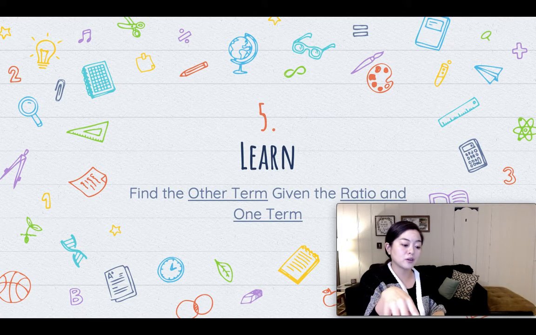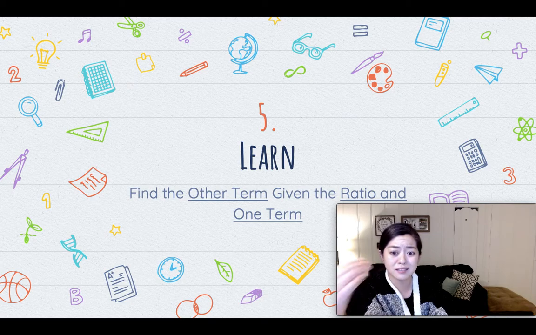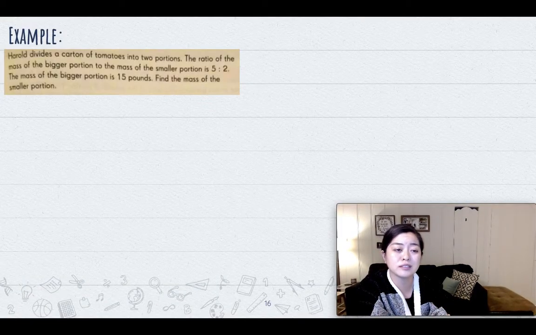Okay, so now what we're going to do is find the other term given the ratio and one term. And you'll see what this means in the next example. Okay, so let's look at this. It says, Harold divides a carton of tomatoes into 2 portions. The ratio of the mass of the bigger portion to the mass of the smaller portion is 5 to 2.